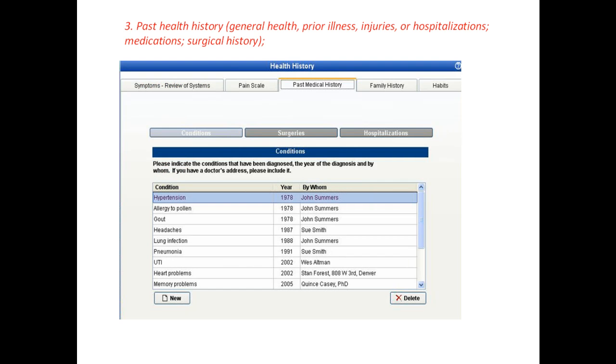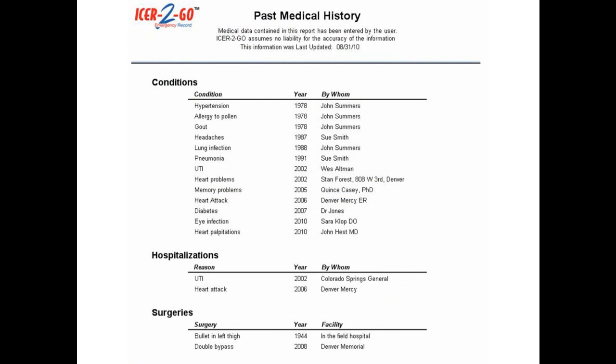The next part of patient history addresses prior illnesses and treatments that have been performed by the medical community. Medicare wants to know conditions that have been diagnosed, treatments that have been performed, surgeries, and hospitalizations. You can ascertain this information by asking the patient specifically about previous diagnoses, surgeries, and hospitalizations. As part of the online medical record created through ICER2Go, the medical history prints as you see here.